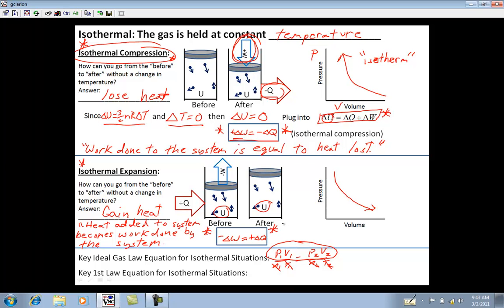Okay? So, for this, I'm kind of running out of space, so I'm going to write it up here. The first law equations, what you need to know is essentially what we just said. The positive delta W is going to equal the negative delta Q. So you have to read the question, find out what's going on, and apply the right situation to it. Then that's a positive delta Q. Okay? So that's the isothermal situation.